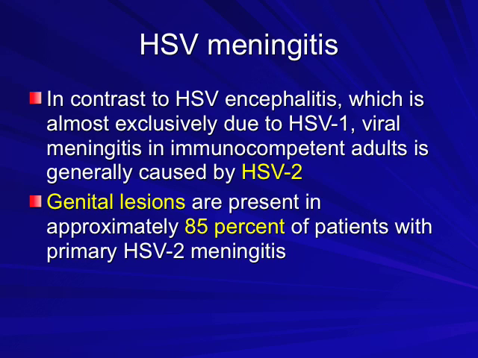HSV meningitis, not encephalitis, can also be seen. In contrast to HSV encephalitis, which is most of the time due to HSV1, HSV meningitis in immunocompetent patients is generally caused by HSV2, and genital lesions may be present. So that will be a clue. A patient with a meningitis type of picture, aseptic meningitis, plus genital lesions, think HSV2. Up to 85% of the patients.